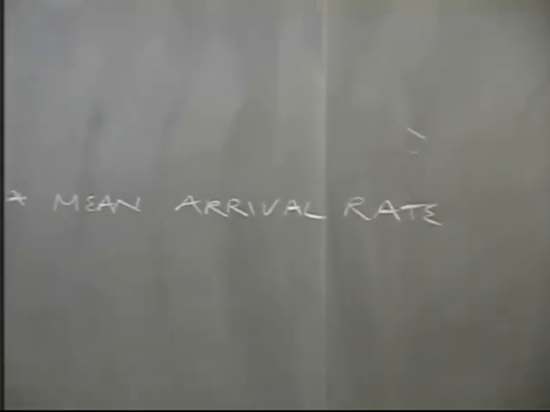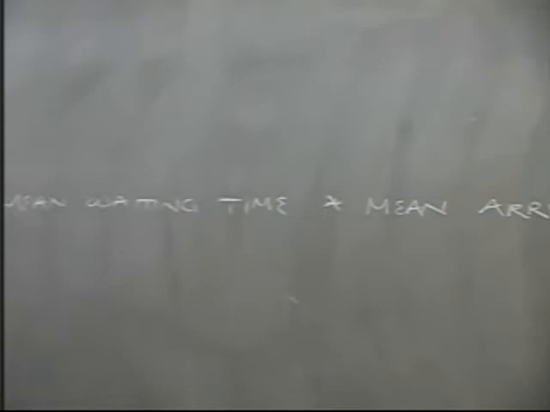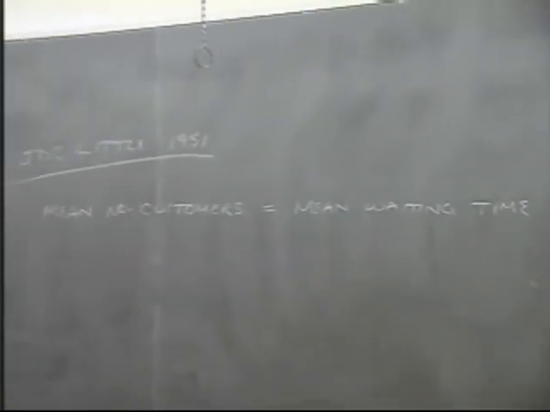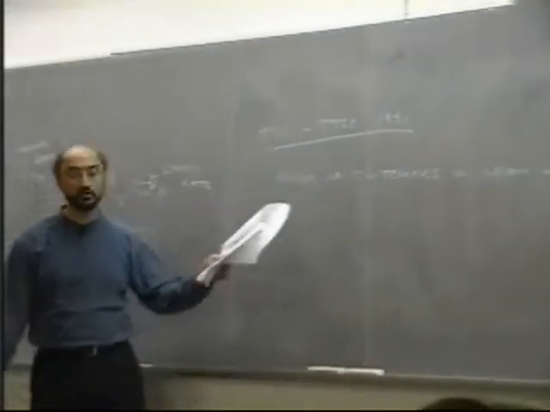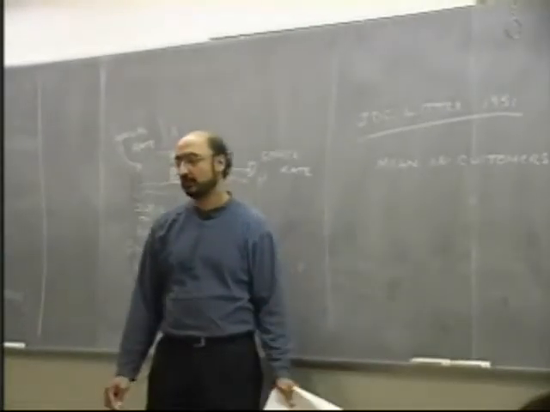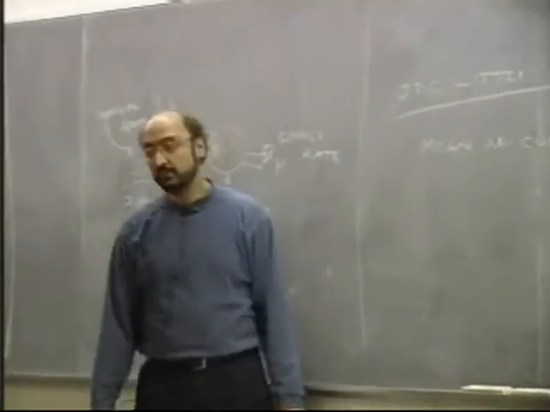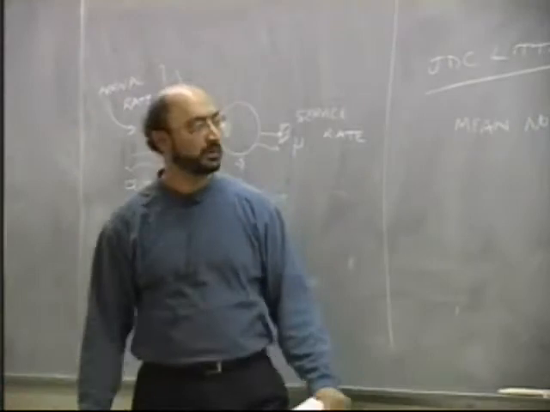And then the mean arrival rate is the rate at which people join the system. And if you multiply these two, you'll actually find out how long the queue is on average. Some people find it very intuitive. It's obvious. Why is it obvious?